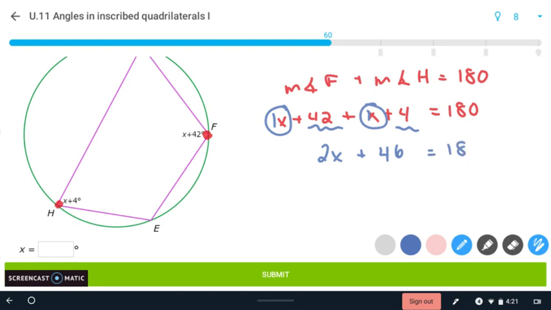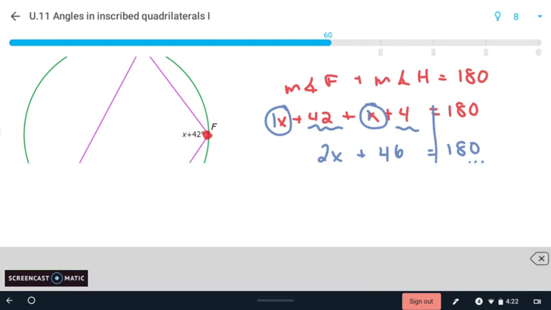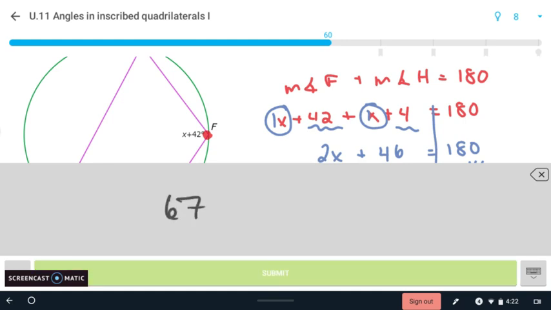Then solve that like a normal equation. Go ahead, subtract 46 from both sides of the equal sign. We get 2x equals 134. Divide both sides by 2, and you should get x equals 67 if I'm doing this correctly in my head. So, yep, x equals 67. So remember, if they give you an equation, those opposite angles are supplementary, or they add to 180 degrees.